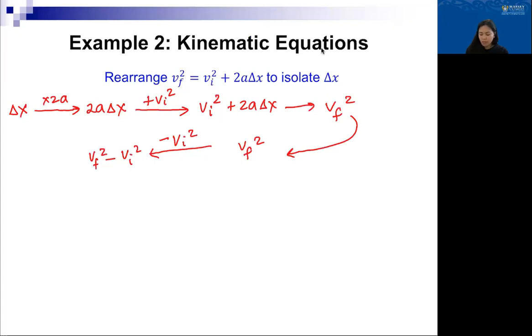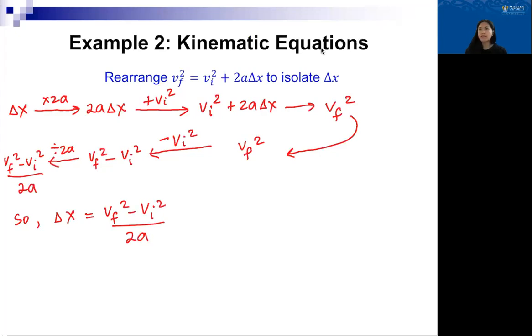All right. Okay, and then you undo the multiplication with 2a. The reverse of multiplication is division. So you therefore have to divide with 2a. So you now have vf squared minus vi squared divided by 2a. And after dividing with 2a, you're now back to delta x. So therefore, delta x is equal to vf squared minus vi squared over 2a.